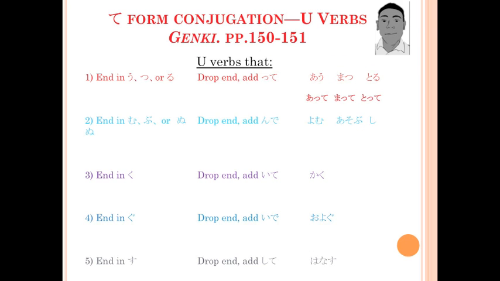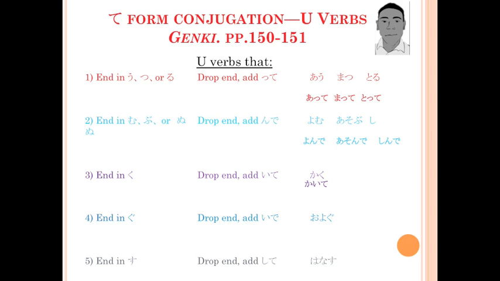Group number 2. For u verbs that end in mu, bu, and nu, we drop the final syllable and add nde. To form the te form of yomu, to read, we drop the mu and add nde, which gives us yonde. Group number 3. For u verbs that end in ku, we drop the ku and add ite. As such, the te form of kaku, to write, would be kaite.